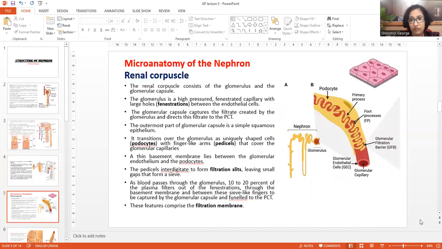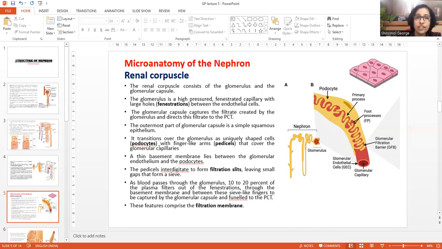Now the microanatomy of the nephron. The first part is the renal corpuscle. The renal corpuscle consists of the glomerulus and the glomerular capsule. The glomerulus is a high-pressure fenestrated capillary with large holes, or fenestrations, between the endothelial cells. The glomerular capsule captures the filtrate created by the glomerulus and directs this filtrate to the proximal convoluted tubule, commonly known as the PCT. The outer part of the glomerular capsule is a simple squamous epithelium, which is also shown in the picture over here.